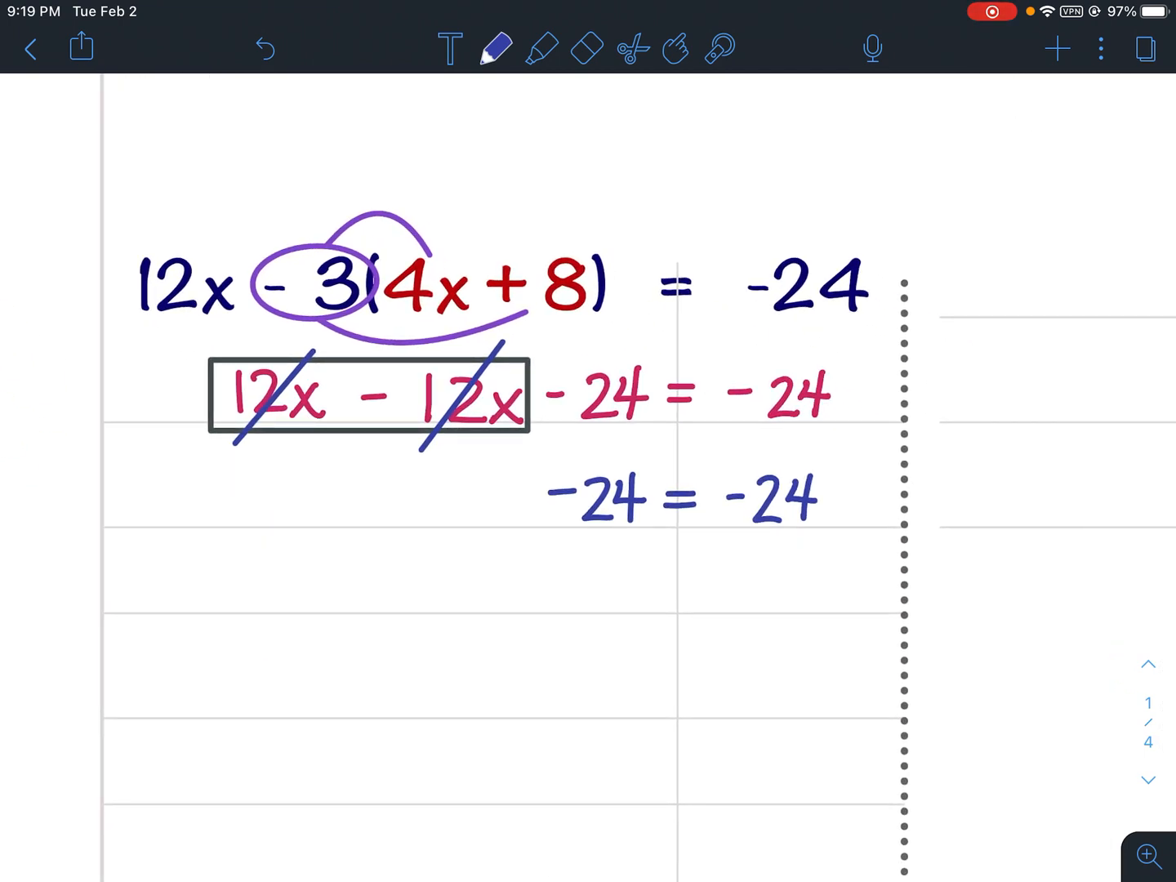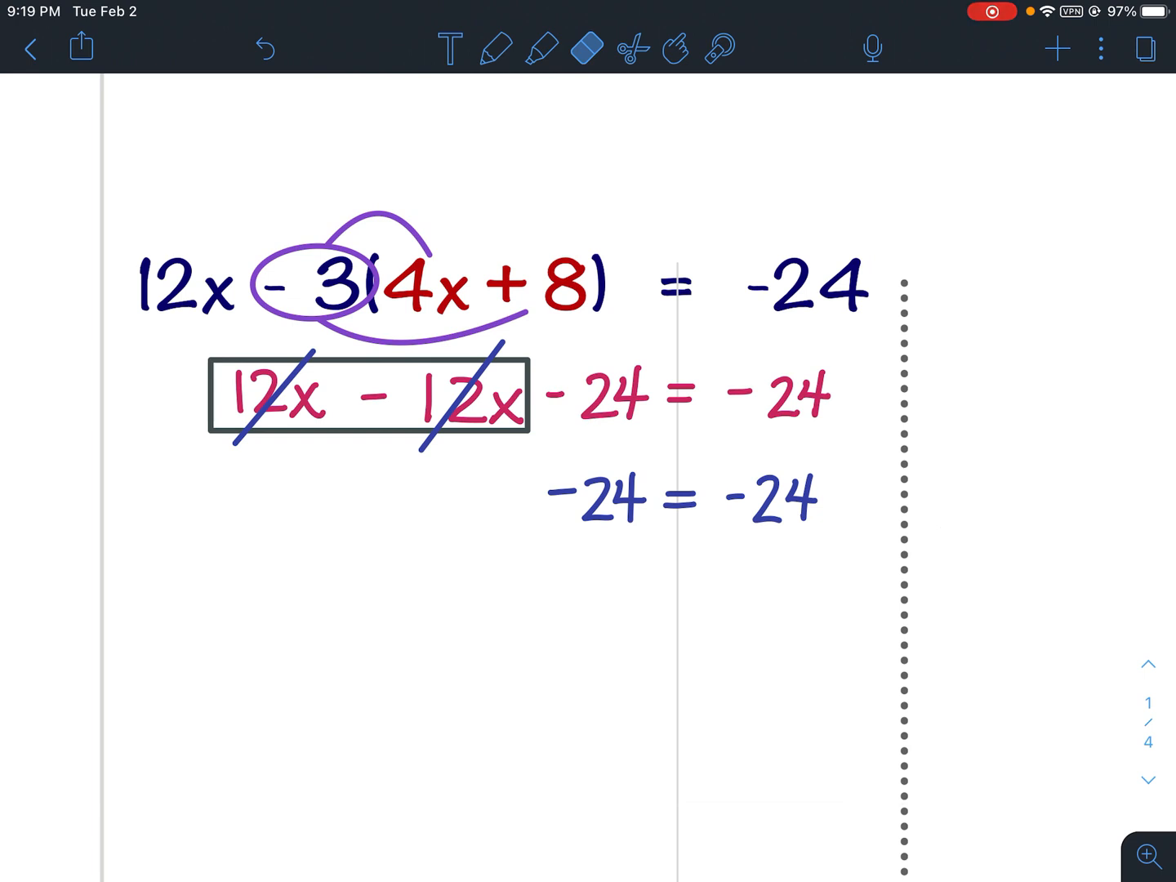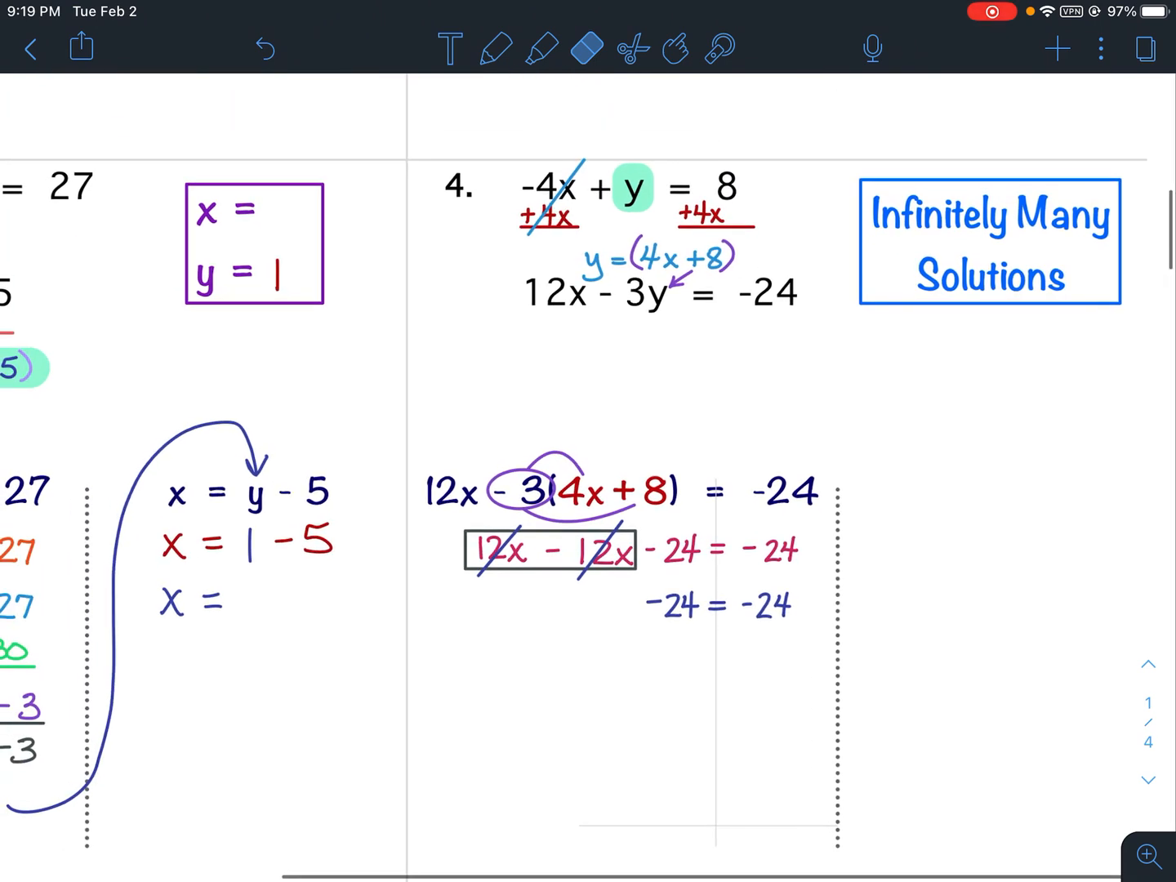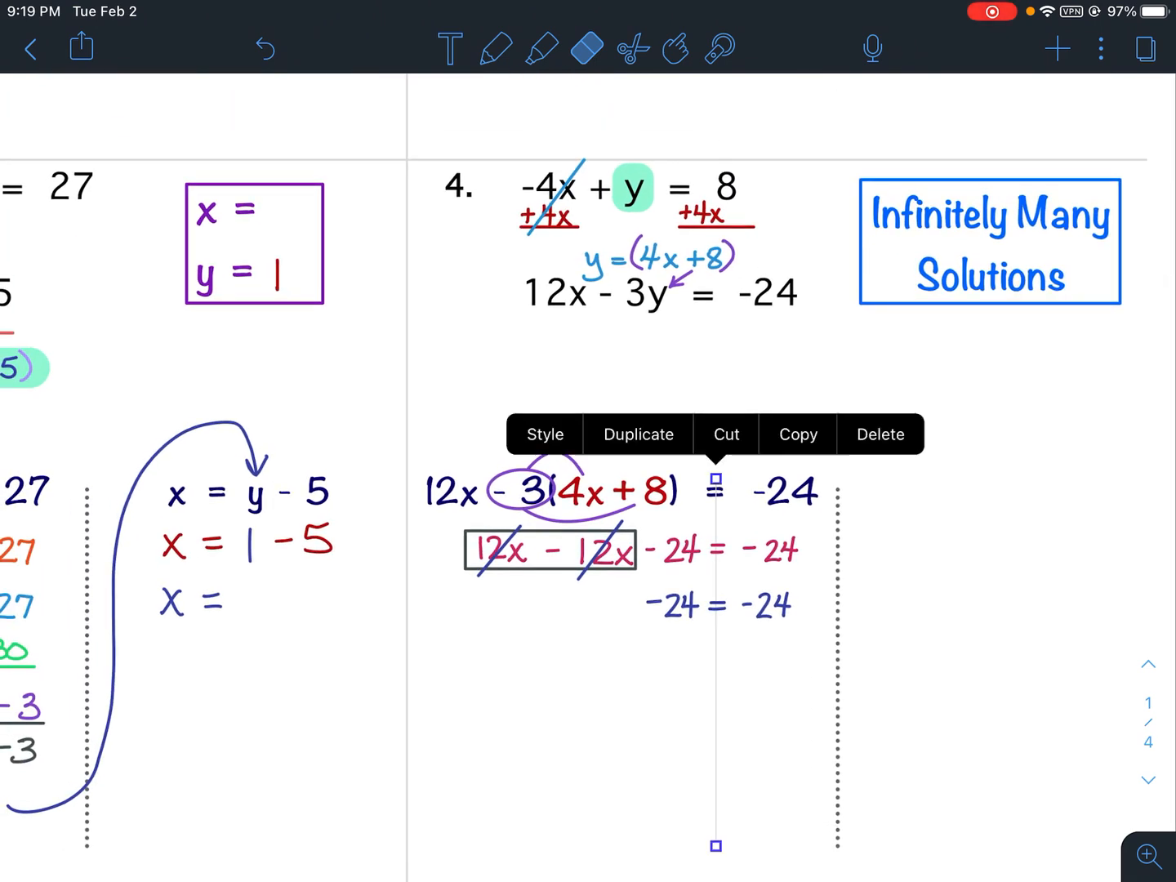And if you think about what we talked about with the solution chart, when your variable terms cancel and two of the numbers are equal to one another, this would be infinitely many solutions. So pause your video, get all of that written down.